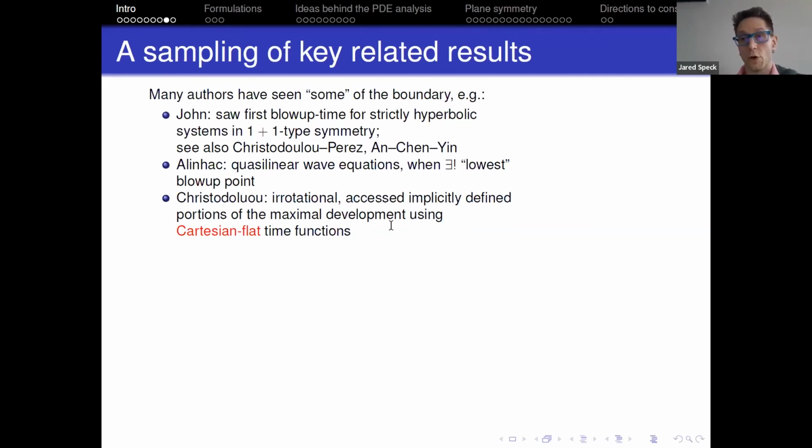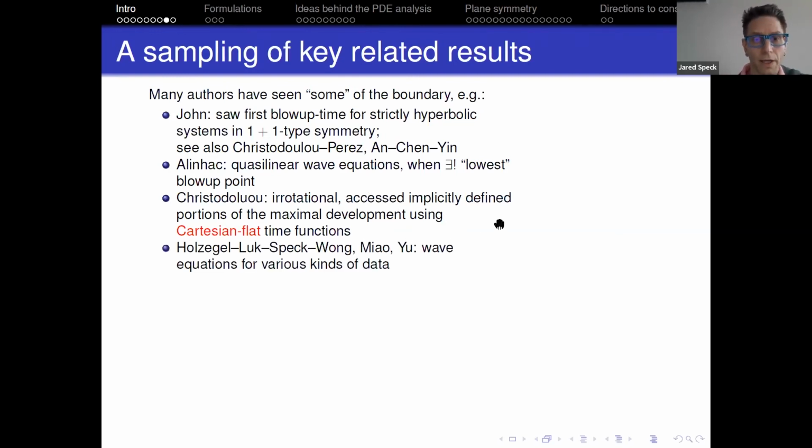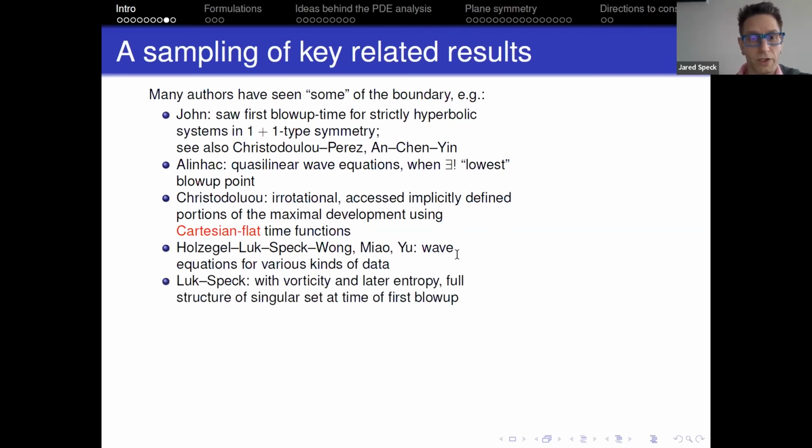But in regions where you don't have full convexity, you're going to be missing part of the maximal development through this approach. And then following Christodoulou, there was lots of work by various people on wave equations, extending Christodoulou's result to other regimes. I did work with Gustav and Jonathan and Willy Wong, and then there's work by Miao and Yu separately and also together. All of this is on wave equations.